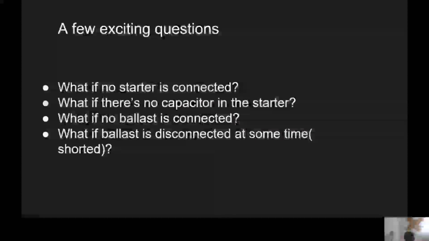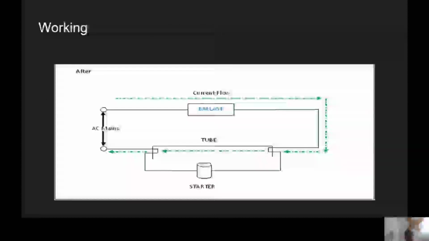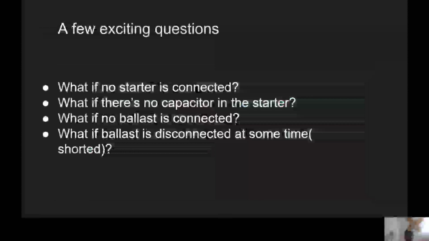But if there's no capacitor in the starter, the role of the capacitor is to improve the power factor, which we noted to be 0.5 only in the ballast. So a capacitor in parallel corrects the power factor. If there's no ballast, the ballast is needed again for the arc, and hence there will be no current, no arc, no UV light, and no white light.